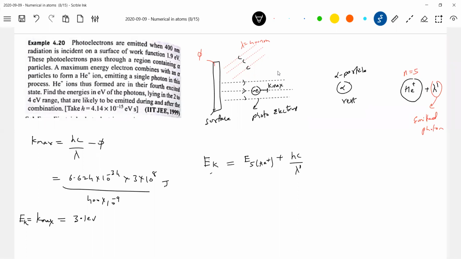Find the energies of photons lying in the 2 to 4 electron volt range that are likely to be emitted during and after the combination. During means when helium plus is being formed, a photon will be emitted. And from the n equal to fifth state, to come to the ground state, it will give out photons. What are the photons? Lambda 51, lambda 52, I think so many are there. I have to write plenty here.